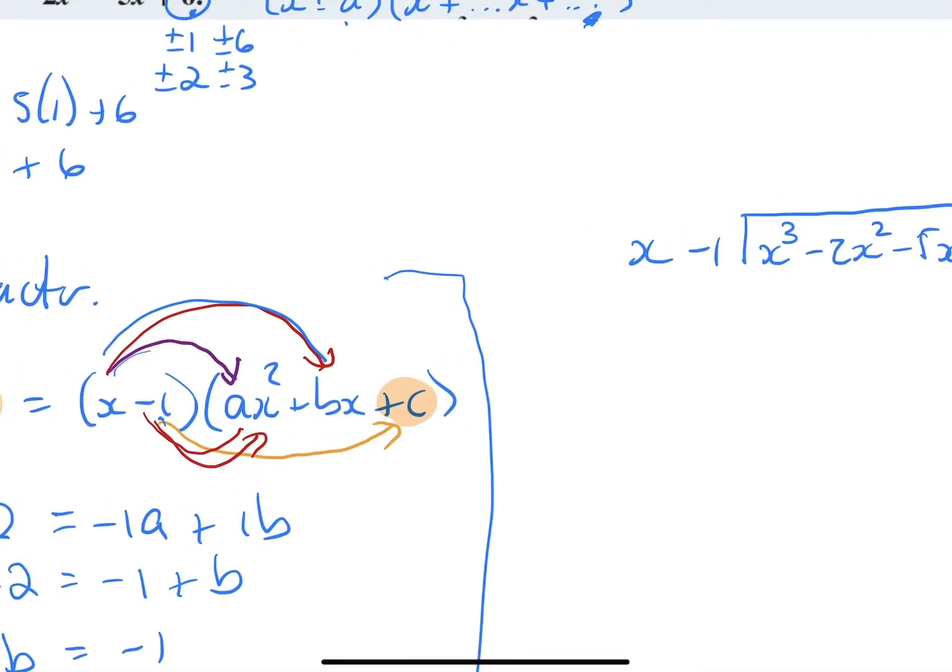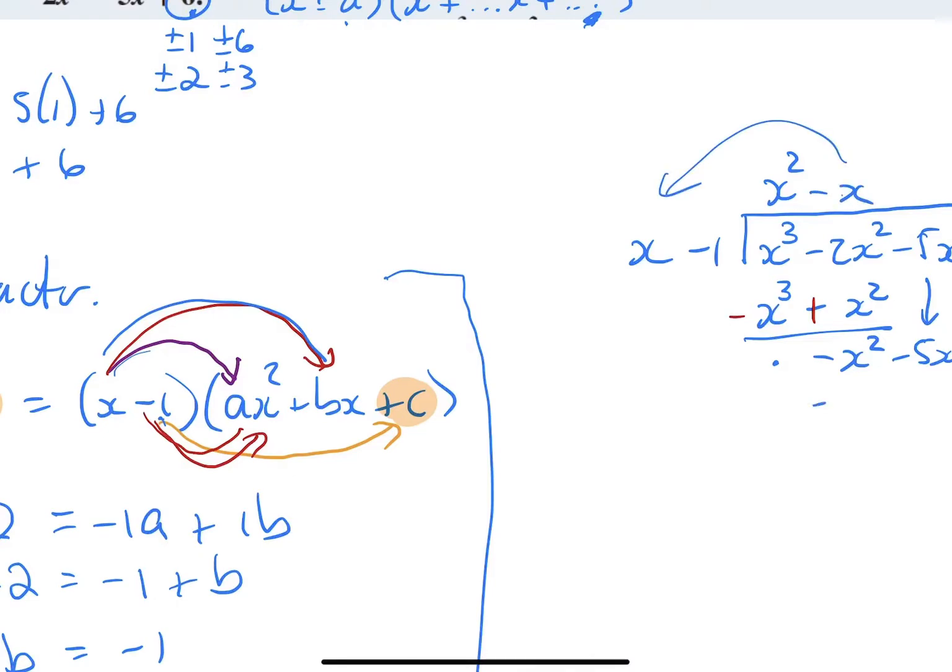Okay, if I do that, x goes into x cubed, x squared times. X squared times x is x cubed. X squared times minus 1 is minus x squared. I subtract, so this becomes a minus, that becomes a plus. I subtract, that is 0. Negative 2x plus x is negative x squared. The negative 5x comes down. X goes into negative x squared, negative x times. Negative x times x is negative x squared. Negative x times negative 1 is plus x.